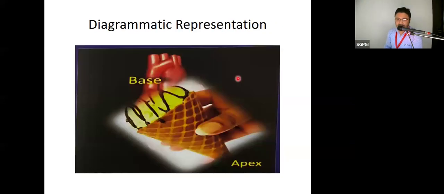So this is a very easy diagrammatic representation, imagining the heart as an ice cream cone in which the apex is usually formed by the left ventricle, and the base is primarily formed by the left atrium and then the vessels above it.